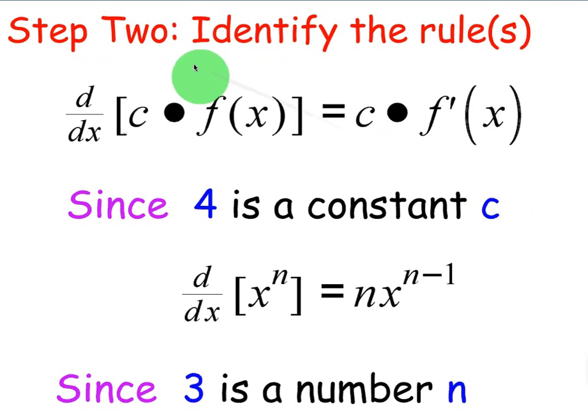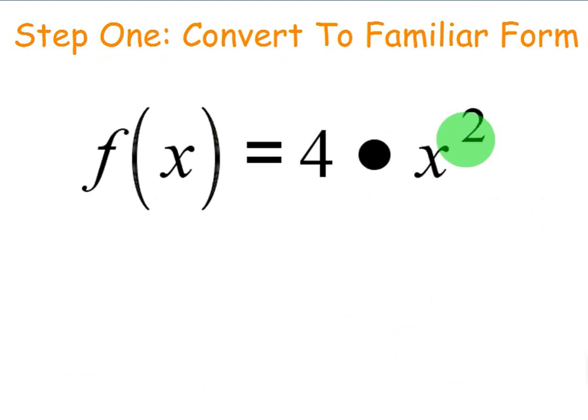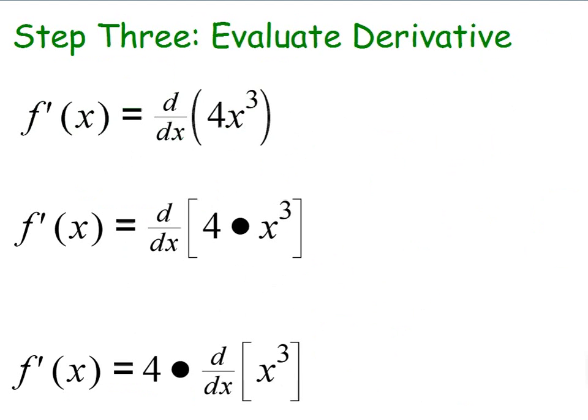Again, step 2 for this entire series on derivatives of polynomials is to identify which rule you're using. In this case, we're using the constant multiple rule. We're also using the power rule because our function is actually x cubed. So we're using both rules. So step 3, we're going to take the derivative. What we can do is just move the 4 out and then take the derivative of x cubed. Whatever we get, we will multiply that by 4.